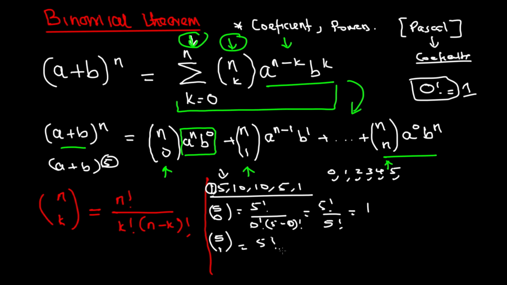So this is something that you have to know. Okay? And then we have 1 factorial, right? And then here we're going to have 4 factorial. Why 4 factorial? It's because we're doing 5 minus 1, which is 4.